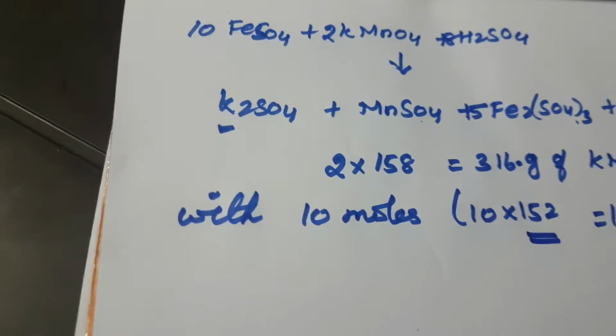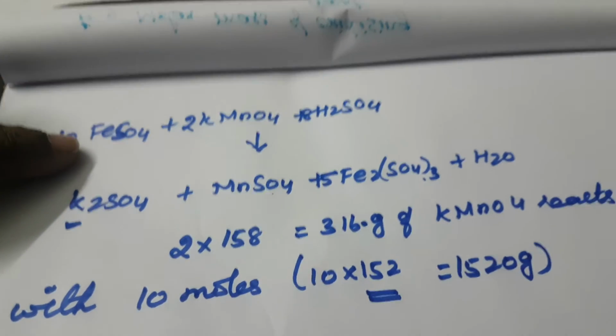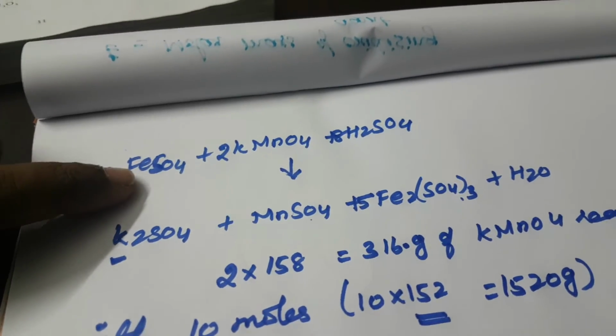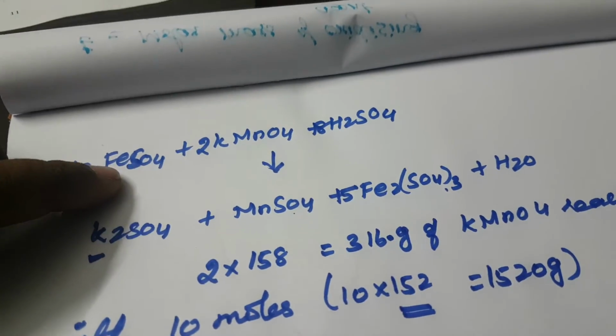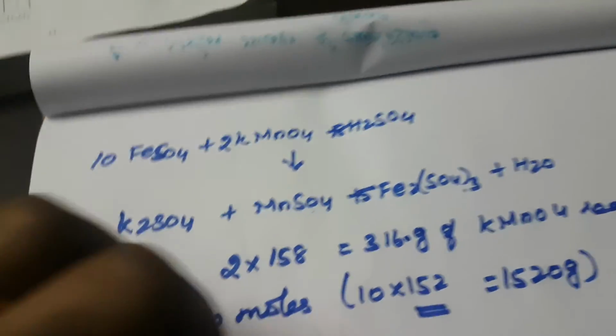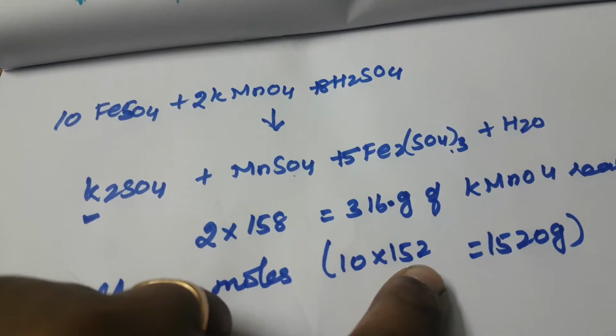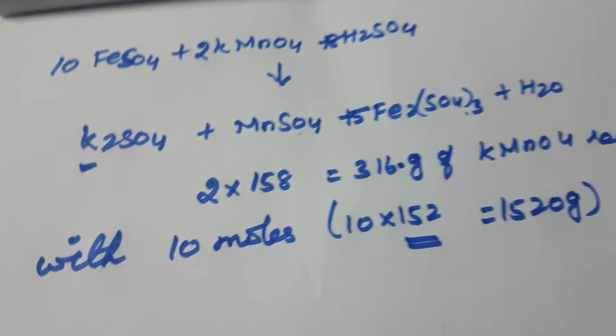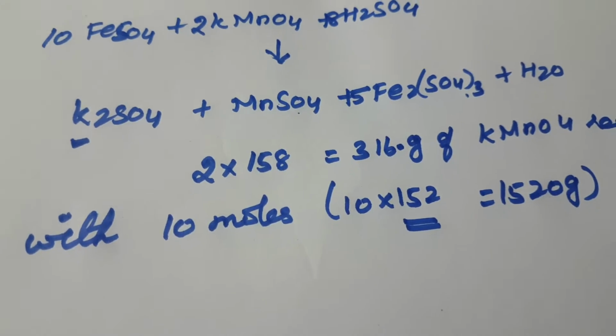So what is 152? That is the molecular mass of ferrous sulfate. You calculate it yourself: 32 for sulfur, oxygen, and 56 for iron. So that is 152, the molecular mass of ferrous sulfate. 10 moles means that is 1520. So this is the anhydrous ferrous sulfate.